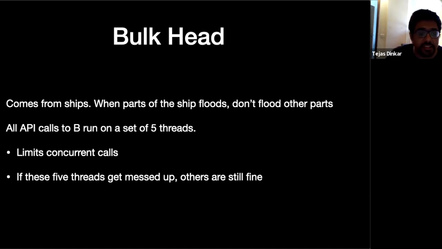So this limits the concurrent calls, which could be great for B if B is a sensitive service. And if these 5 threads get messed up somehow, like maybe all 5 are busy dealing with failures, the other threads are still fine. You're not impacting those. Obviously they'll just see that, okay, this queue is full, and I'll maybe skip posting to this or whatever.